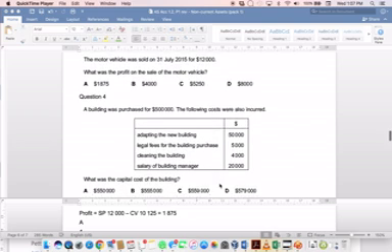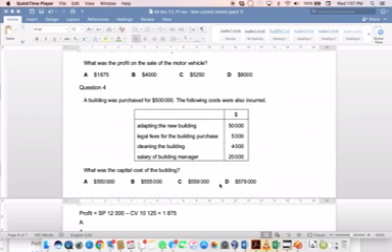Question 4. A building was purchased for $500,000. The following costs were also incurred: adapting the new building, legal fees for the building purchase, cleaning the building, and the salary of the building manager. And we need to now choose which of these costs are going to be needed as part of this calculation.